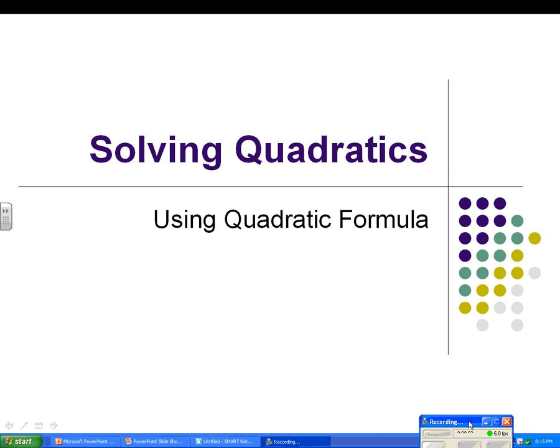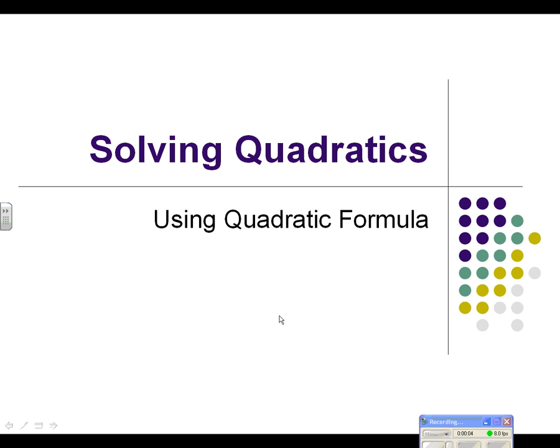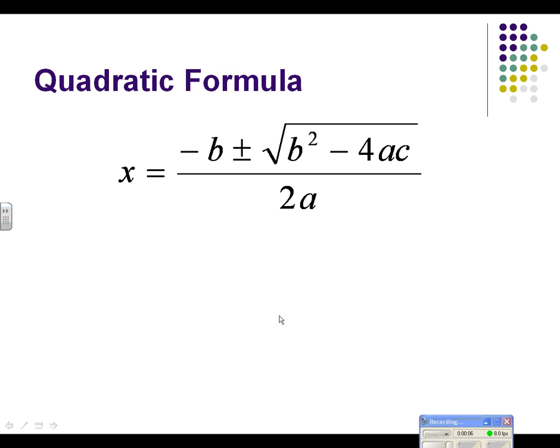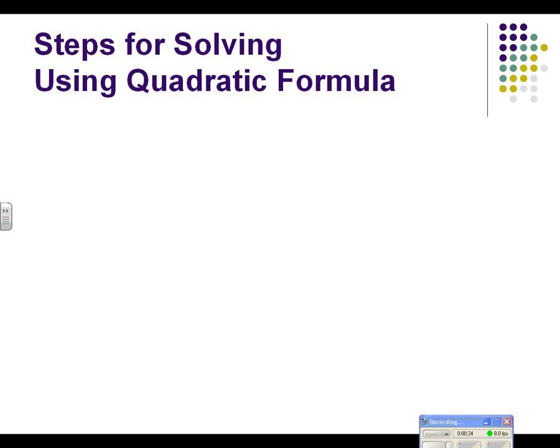This lesson covers how to solve a quadratic equation by using the quadratic formula. The quadratic formula is x equals minus b plus or minus the square root of b squared minus 4ac all over 2a. And the quadratic formula can be used to solve any quadratic equation. It doesn't matter if it's factorable or not. And here are the steps for solving with quadratic formula.